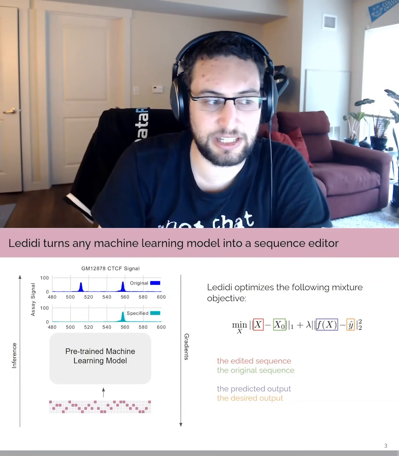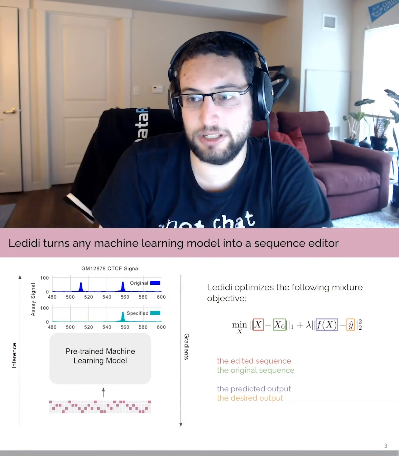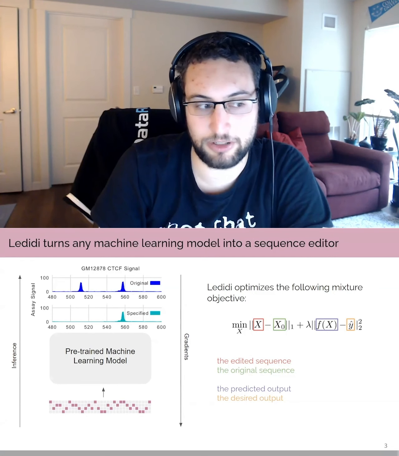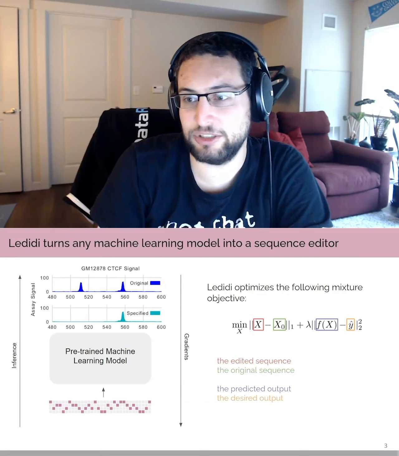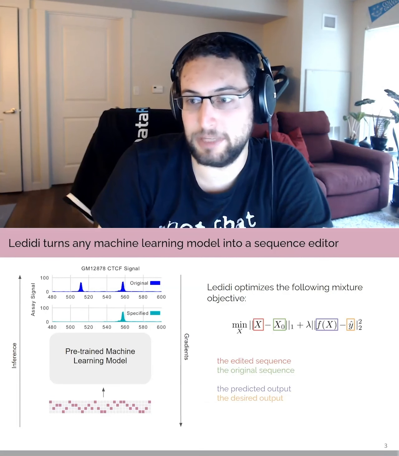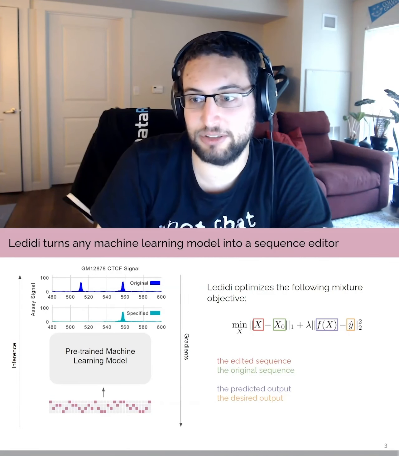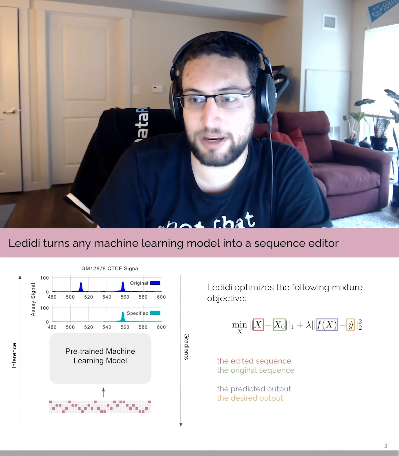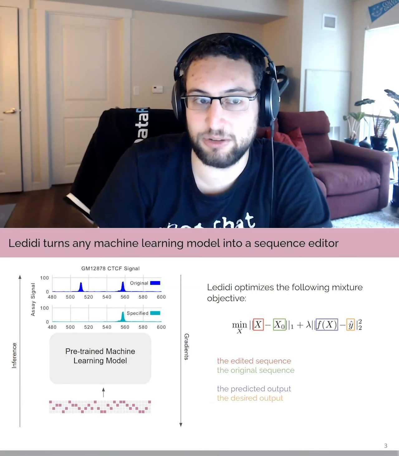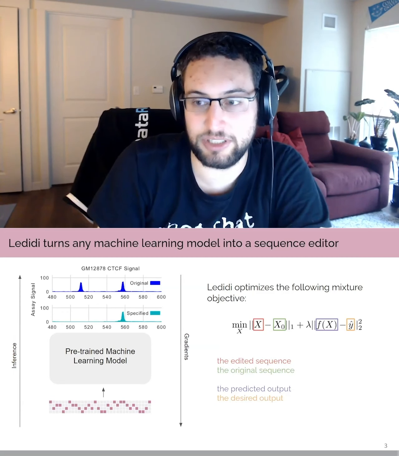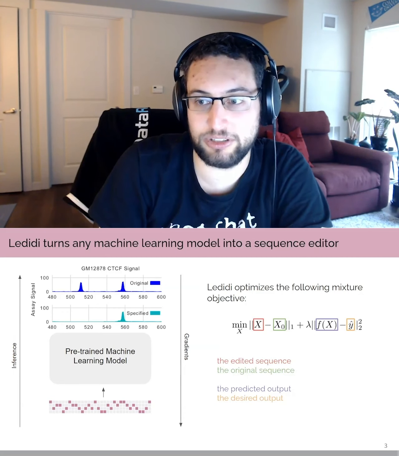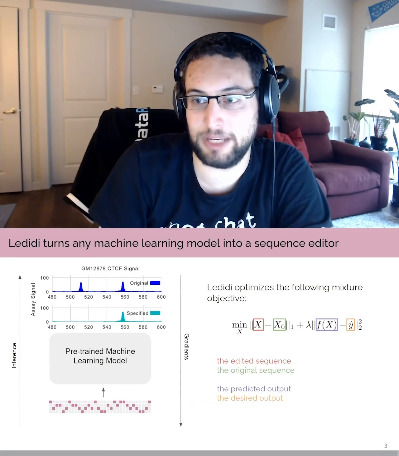And what this is, is the difference between your predicted output from the model and your desired output. What you're trying to do is balance making the minimum number of edits while still achieving your desired goal. You have this parameter in the middle, lambda, that basically allows you to weight these two terms. As you increase it, you say it's more important to achieve your desired goal, even if you have to make more edits.